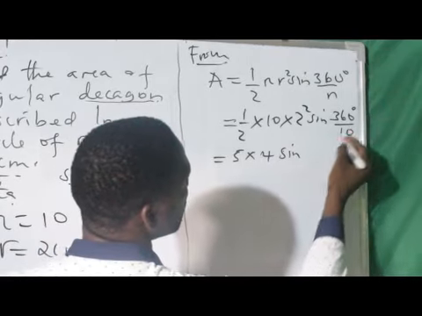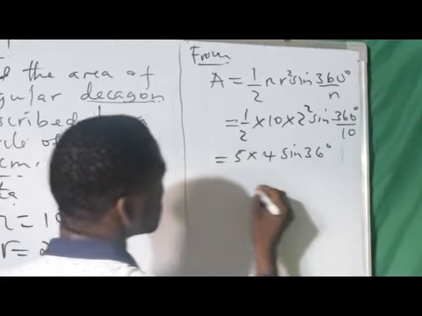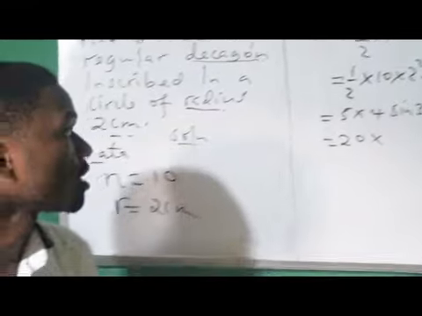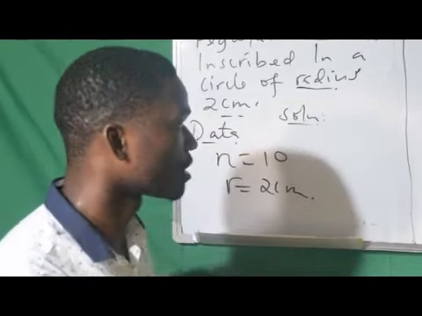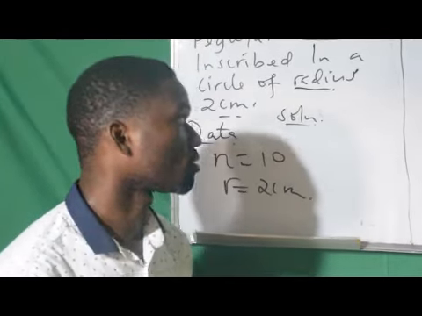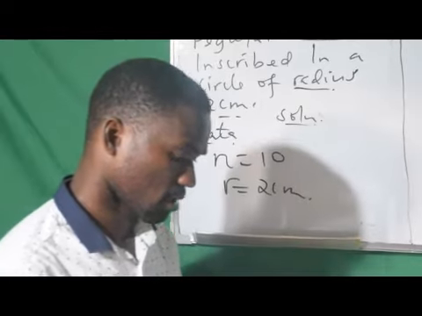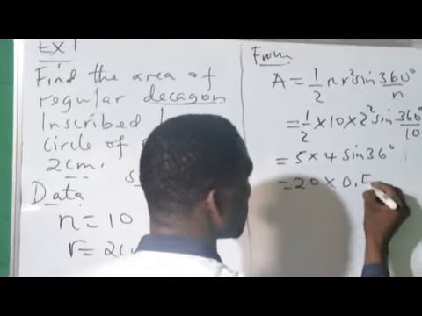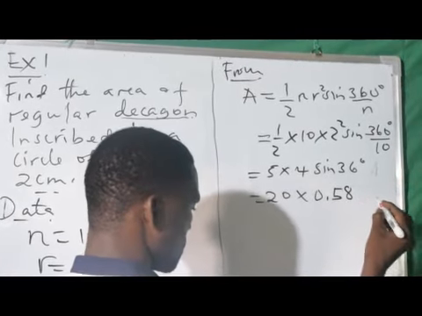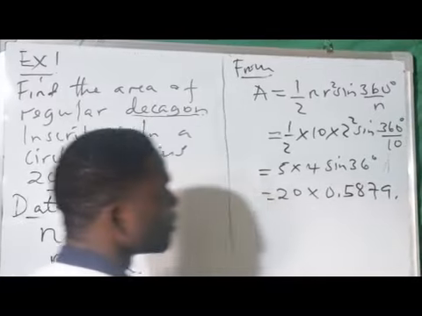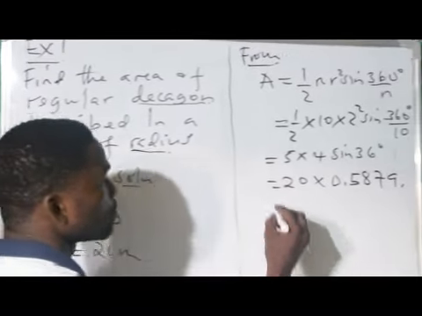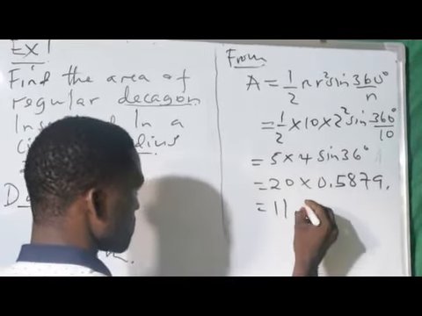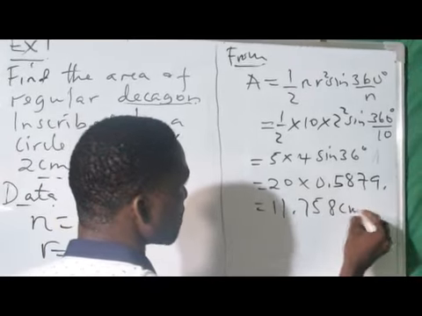36 degrees. This will be 20 times the sine of 36 degrees. Here now is where you take your mathematical table and plug the value there. I can read my value here from the mathematical table. The value is 0.5879. So with this number you multiply and you compute to be 11.758. Plug in your unit, which should be centimeter squared.